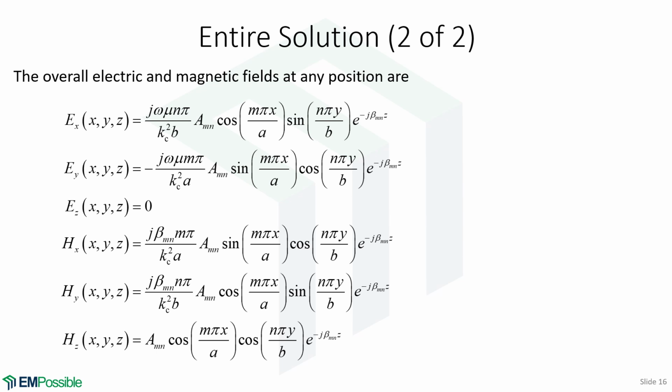And of course, really the last final thing to do is, for the field solution, for the overall fields, we need to tack on the e to the minus j beta z. Notice what we've done with beta here, beta sub mn. Each mode has its own phase constant. So we just give it the subscript mn so we can assign each mode its own phase constant. And its own amplitude term, A_mn.